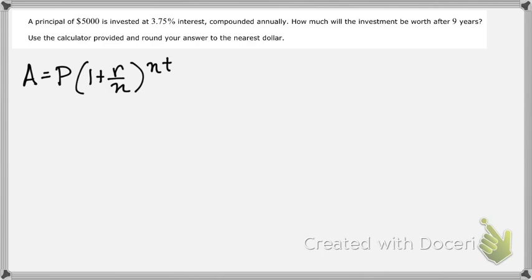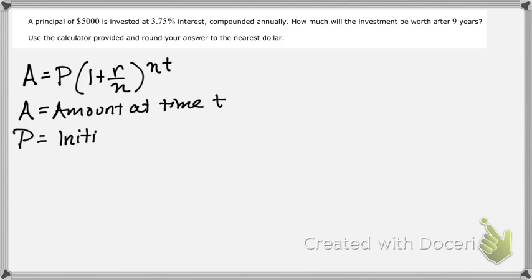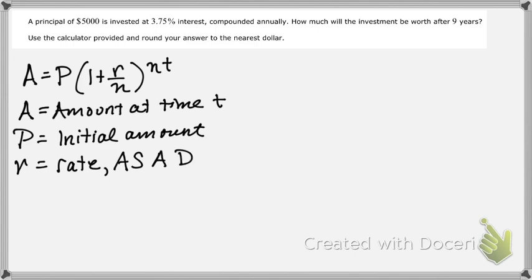The variables in this equation are A, which is the amount at time t. P is the initial amount at the start of the problem, usually time t equals 0. R is the rate, and this is as a decimal. Remember to convert your percentage, so it's a percent rate that is converted to decimal form. So move the decimal place 2 to the left.